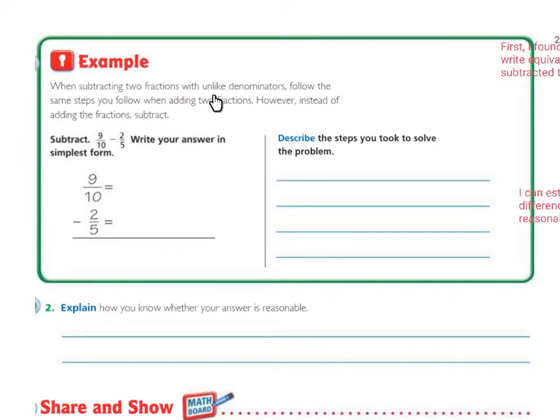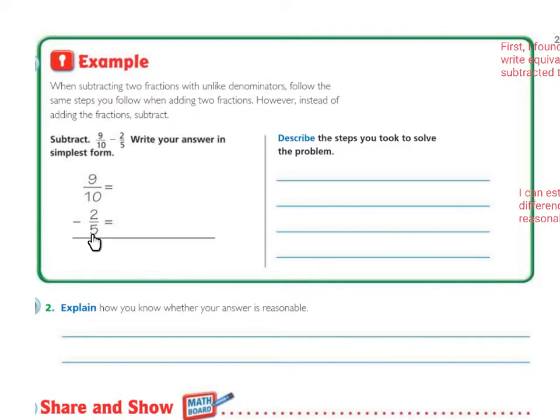Example: when subtracting two fractions with unlike denominators, we're going to follow the same steps that you follow when adding two fractions. However, instead of adding the fractions, we're going to subtract. So let's subtract. We have 9/10 minus 2/5. We need to write our answer in simplest form.